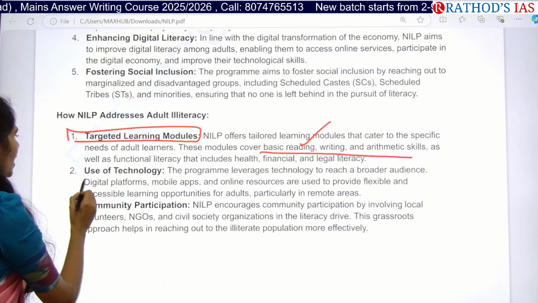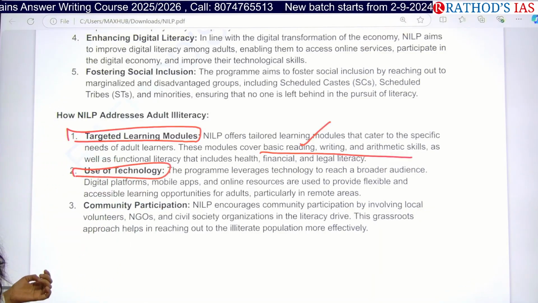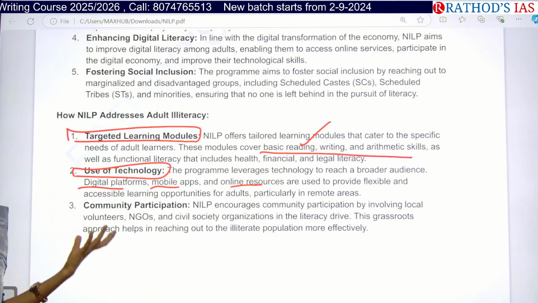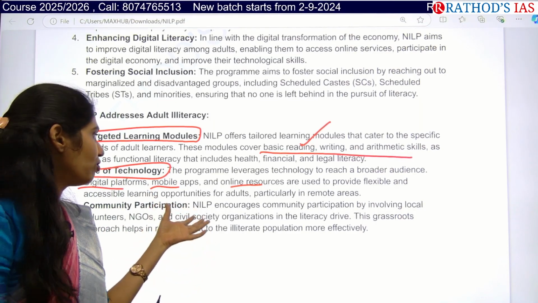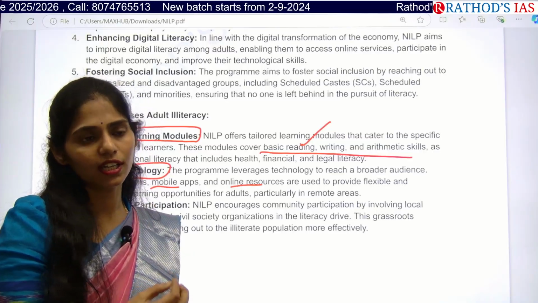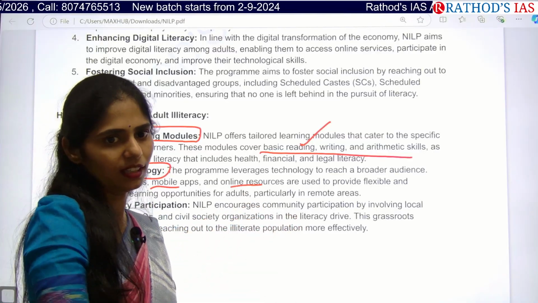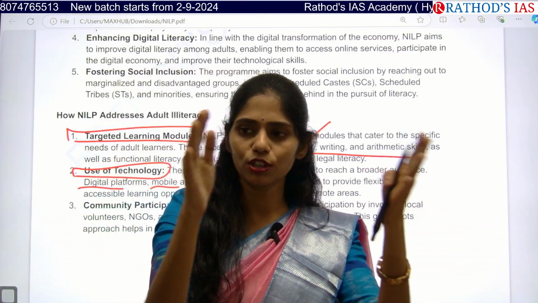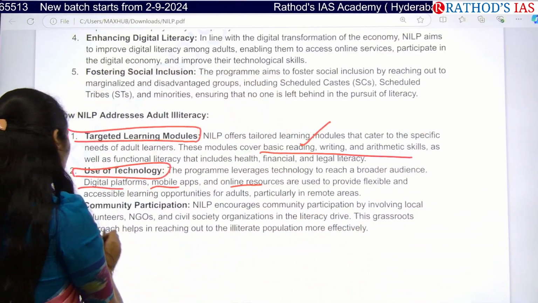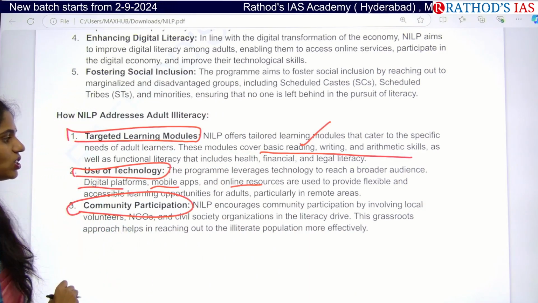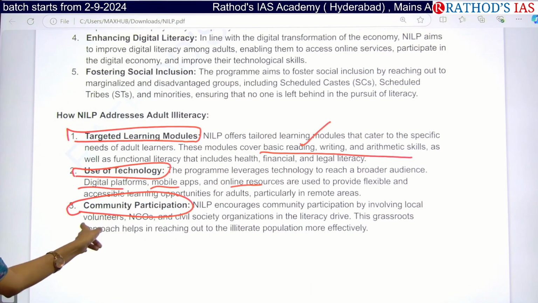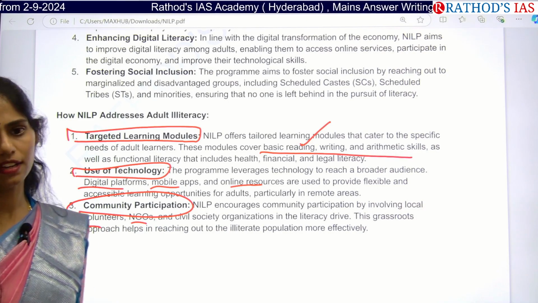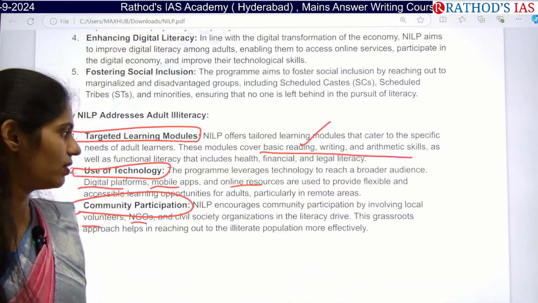And the next one is we have to use digital technology. We are using digital platforms, mobile apps, and online resources so that we are providing accessible learning platforms for adults. So even in remote areas, if they're not able to come offline, they can use online modules so that we can reach more people compared to a limited area. And the next one is we are focusing on community participation. So we are actively engaging local volunteers, NGOs, and civil society so that we can organize literacy drives and increase awareness about this program.